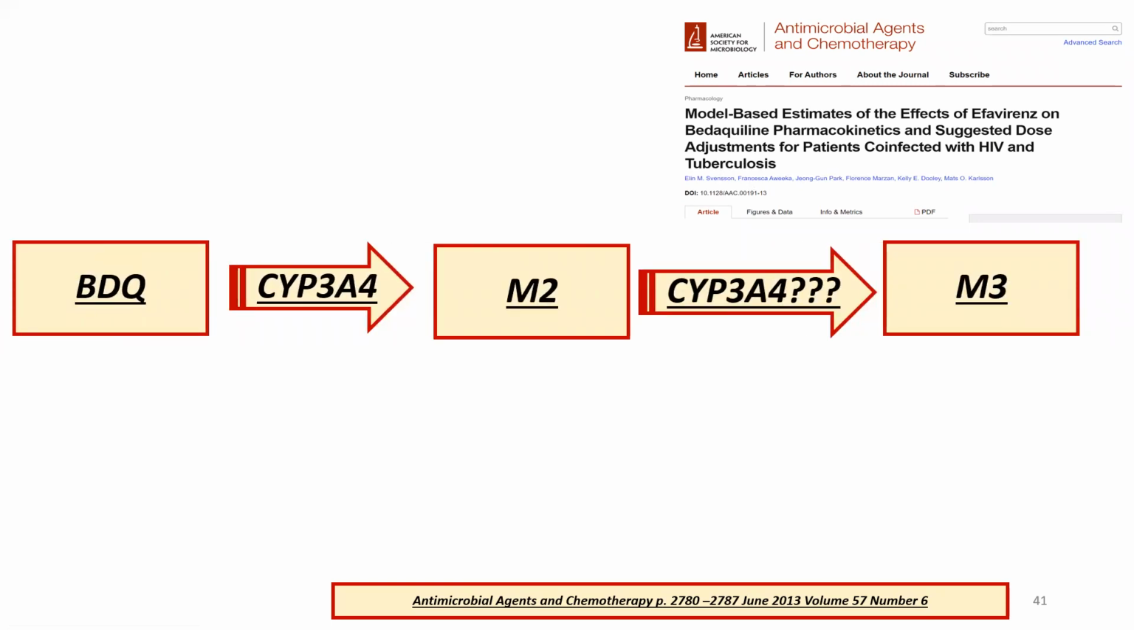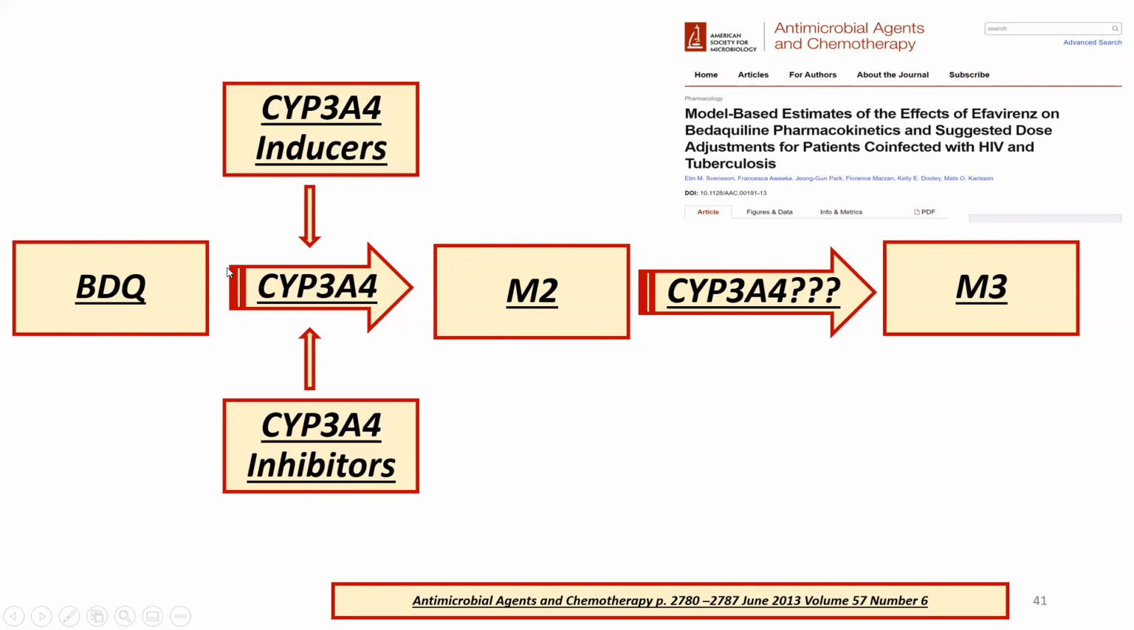Now, what has to be reminded is that bedaquiline gets metabolized by the enzyme CYP3A4, and after it metabolizes, it changes to M2. But what is very important is that this enzyme can be affected or impacted by what we call CYP3A4 inducers. There are inducers that have an effect on this, and there are inhibitors that have an effect on this. But now let's look at how these affect bedaquiline.